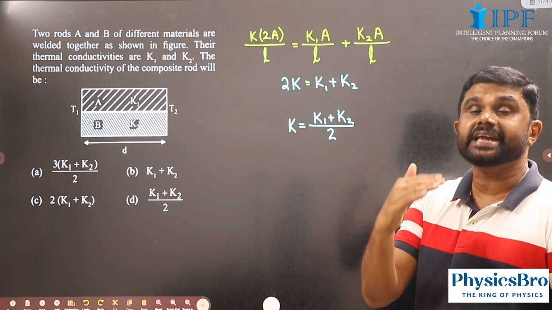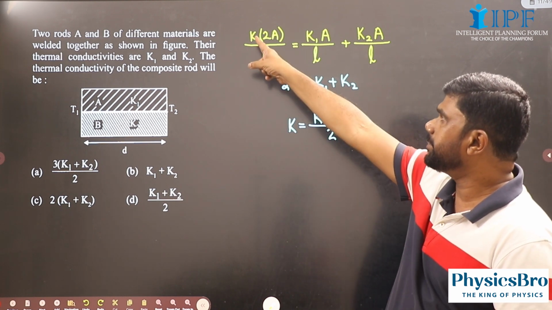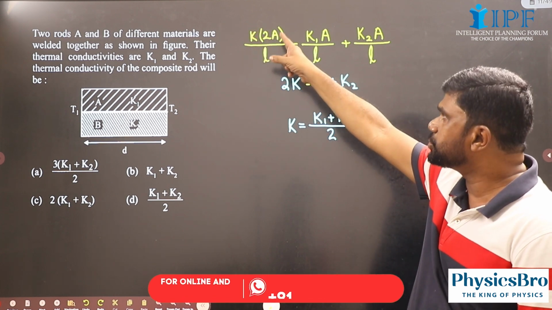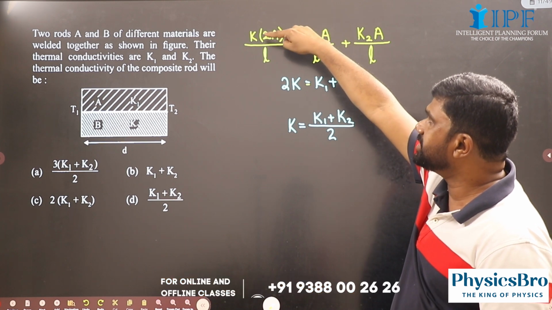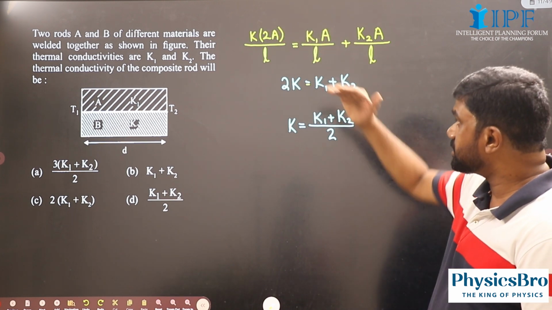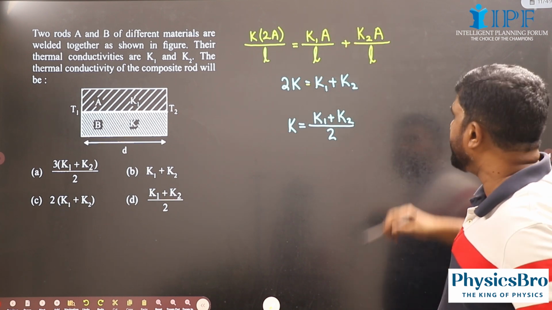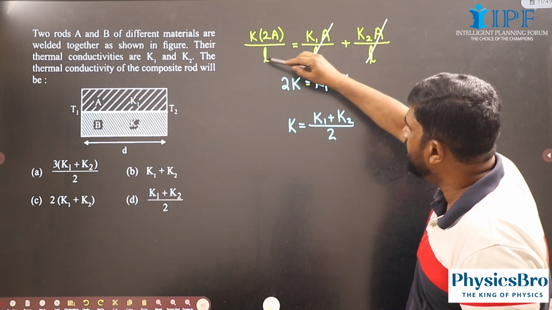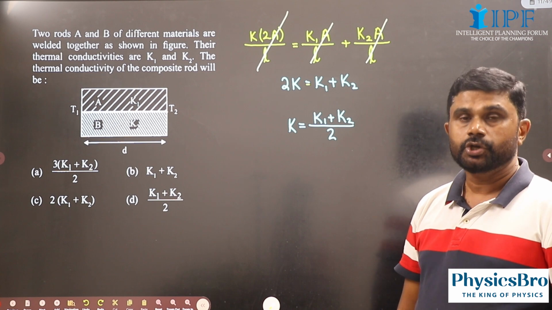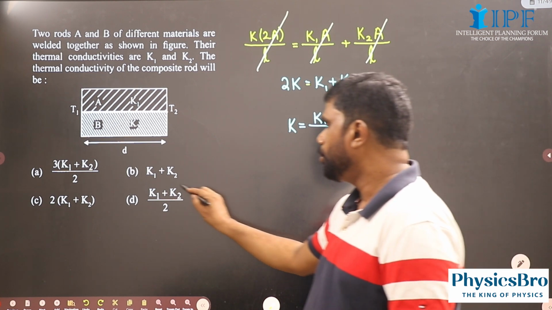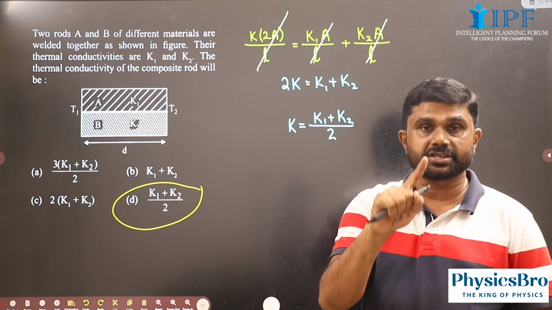See, 1 by R is actually KA by L for the composite rod. Suppose the effective thermal conductivity is K, the effective area is 2A and the length is L. So for the composite rod it is K into 2A by L. For the first rod it is K1A by L and for the second it is K2A by L. Now this A by L can be cancelled. So 2K will be K1 plus K2, or K will be K1 plus K2 by 2, which is the arithmetic mean when two rods are joined in parallel.